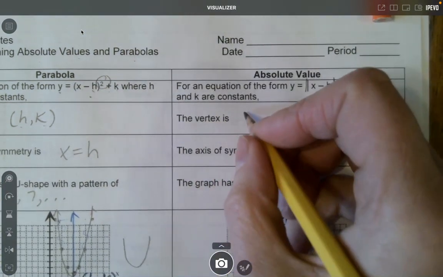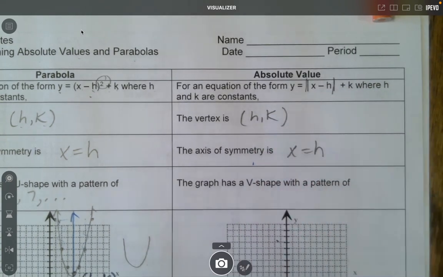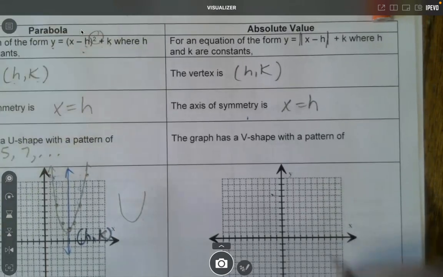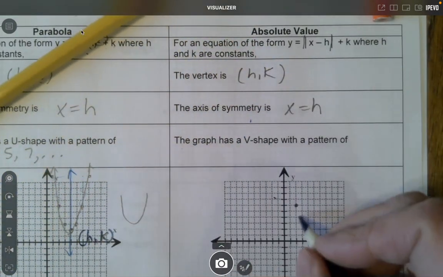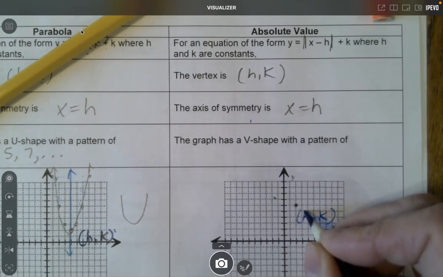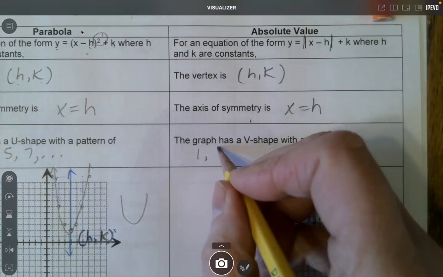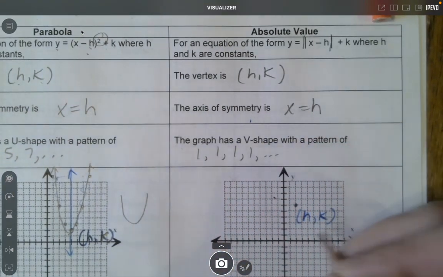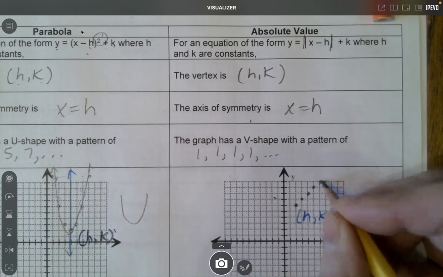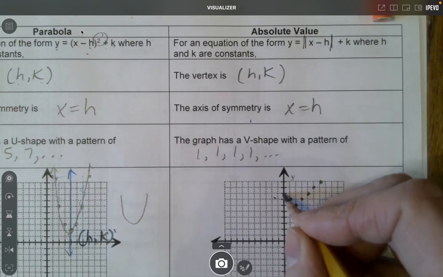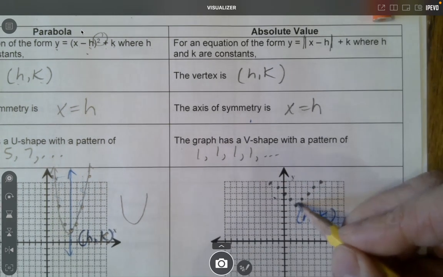Interestingly enough, our vertex is the same. It's (h, k). The axis of symmetry is x equals h. So we're going to make a random (h, k) on this one as well. I started up really high on this one, but it'll still work, even if I'm way up there. My pattern for absolute values is 1, 1, 1, 1. So I'm going to go up 1 over 1, up 1 over 1, and then I mirror it on the other side. And then we'll go ahead and connect.